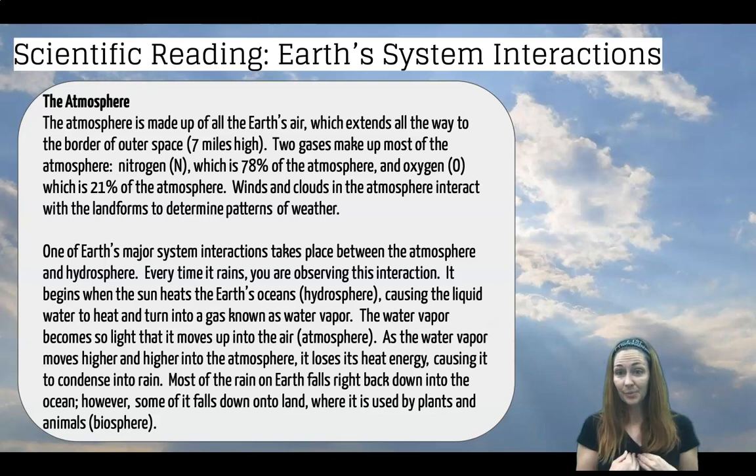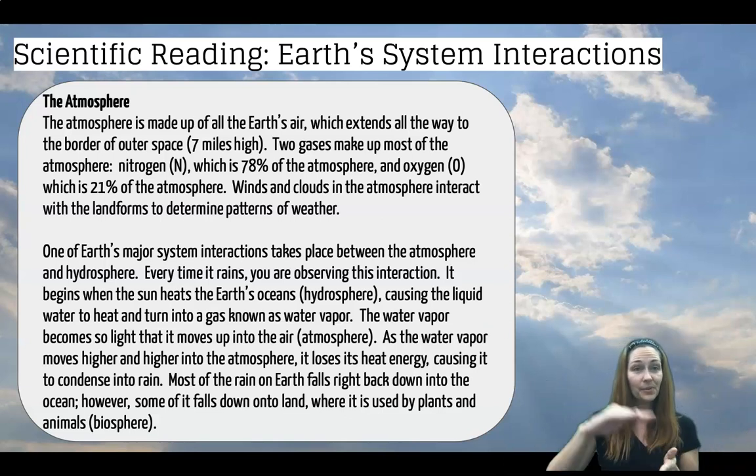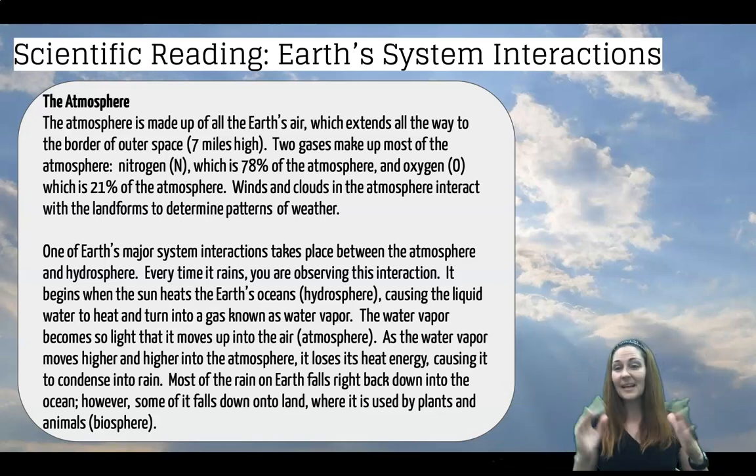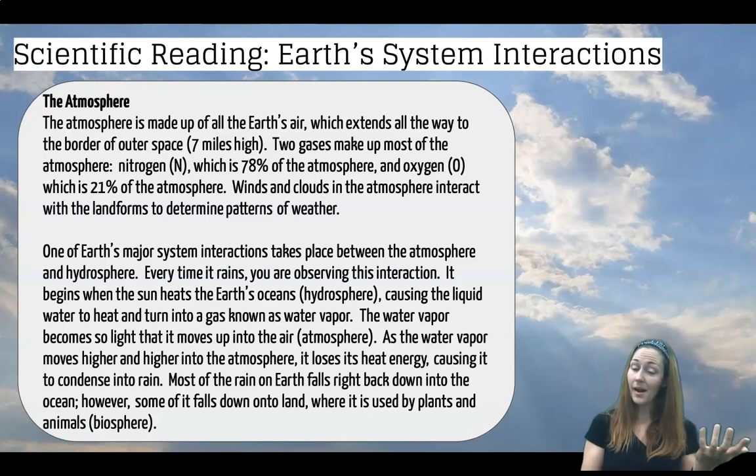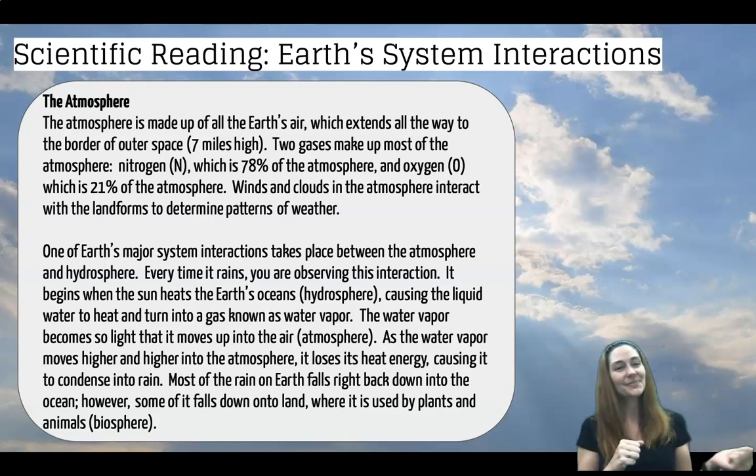Now you'll notice we breathe in oxygen and our atmosphere isn't mainly oxygen, right? Kind of a fun thing to think about. And if you've ever heard of people climbing Mount Everest, there's less and less oxygen. And well, that's a whole other story. So wind and clouds in the atmosphere interact with the landforms to determine patterns of weather. And our landforms are part of our geosphere.